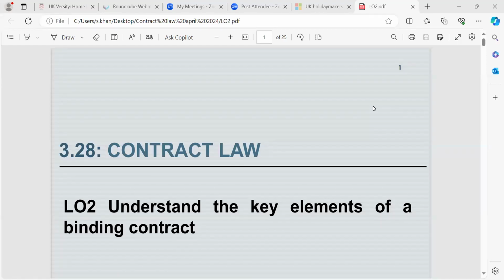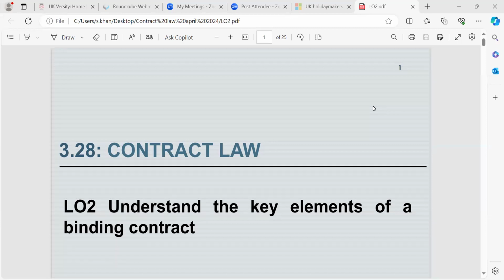Hi everyone. So today's session is the contract law unit, and the learning outcome we're doing today is learning outcome 2, which is to understand the key elements of a binding contract. My name is Shazia Khan.